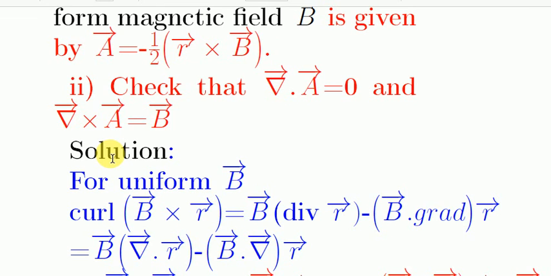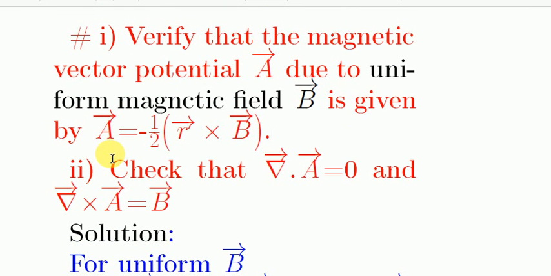Let us review this problem again now. Here the problem was to verify that the magnetic vector potential A due to uniform magnetic field B is given by this equation. So we have to verify this. And the second part, we have to show that del dot A equal to 0 and del cross A equal to B, where A is the magnetic vector potential, which is given by this equation.